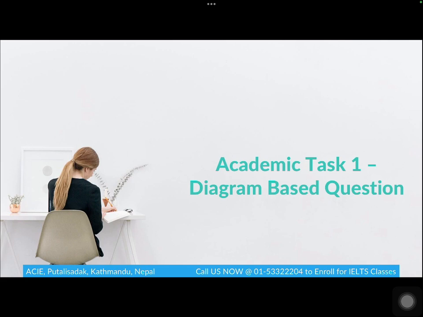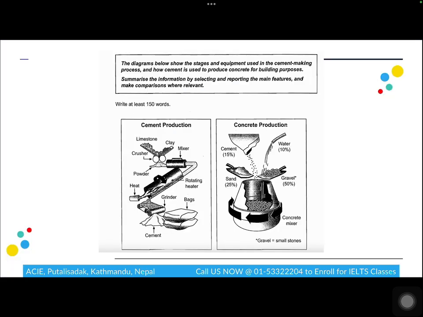Moving on to the next question type, which is a diagram based question. Here is a sample for a diagram based question where it's not statistical, but rather you have a figure and you're required to summarize the information by selecting and reporting the main features and make comparisons where relevant.